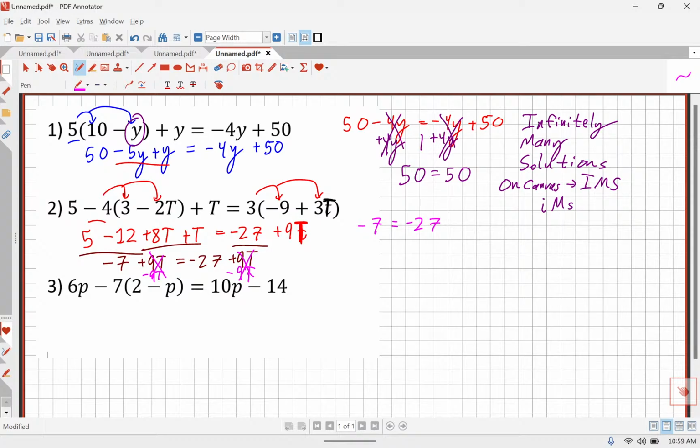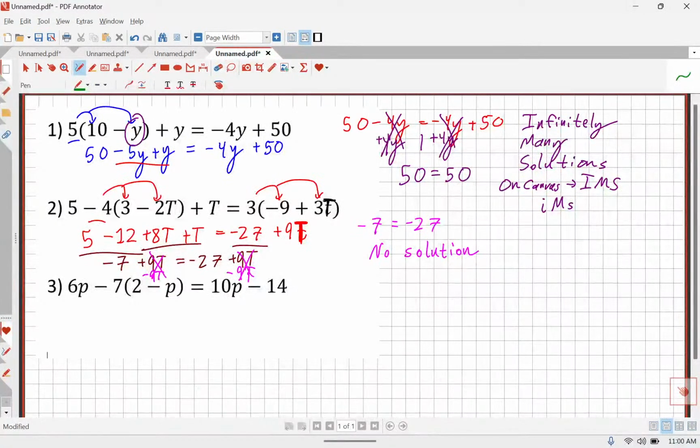I'm glad we're talking. So when we asked the universe, Elin, when are these two equal to each other? The universe answered back when -7 equals -27. Elin, when does -7 equal -27? Never. So what do you think we say about how many solutions this has? None. So we're going to say no solution. This equation has no solution.